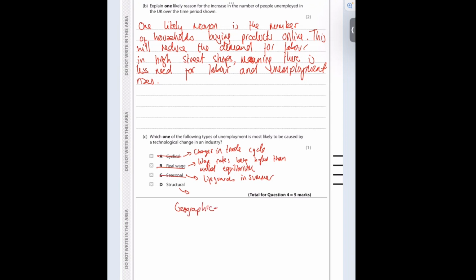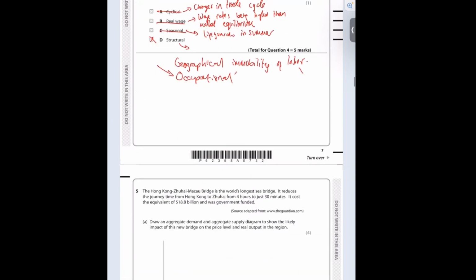inability of labor, which is when you won't travel to work or you're not willing to leave the community, or the equivalent is occupational. That's when you don't have the skills to get the job. Technological change in industry is going to mean that you don't necessarily have the skills. So the most appropriate one is structural, because it's occupational inability of labor. You don't have the skills to take on that role.